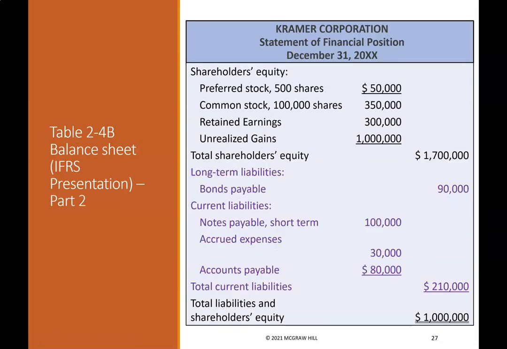The same thing with the balance sheet because it's reverse liquidity order. Some companies may choose to use this presentation, and the only difference is we would start with our shareholders' equity, then move to our long-term liabilities, and then come up to our current liabilities, and then we would have the same total liabilities and shareholders' equity.